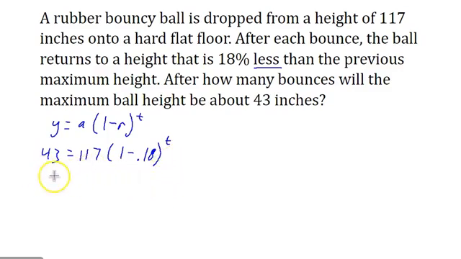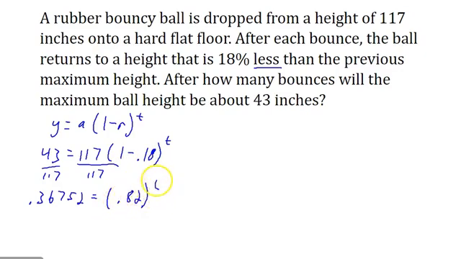So we'll go ahead and divide both sides by 117 and do this subtraction problem here. 43 divided by 117, that's about 0.36752. And 1 minus 0.18, that's 0.82.